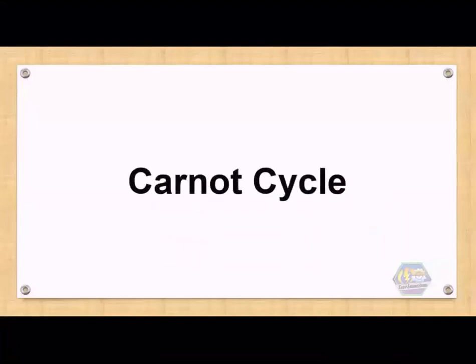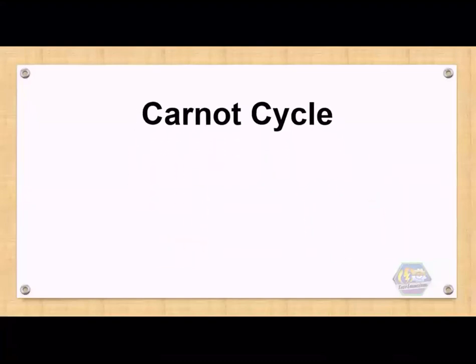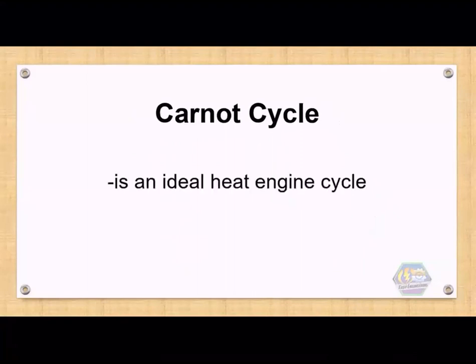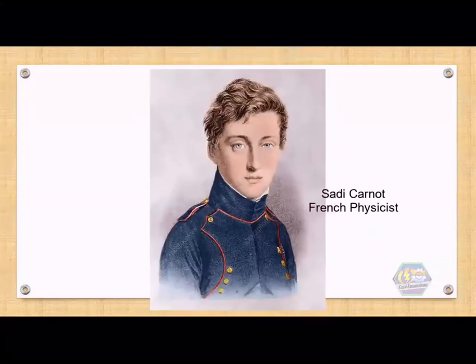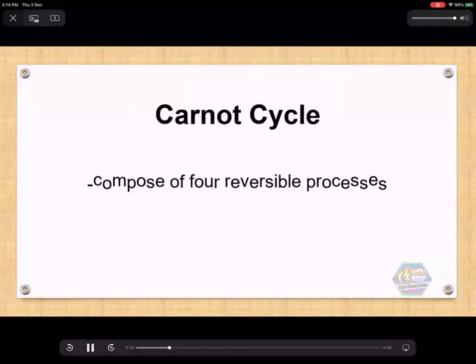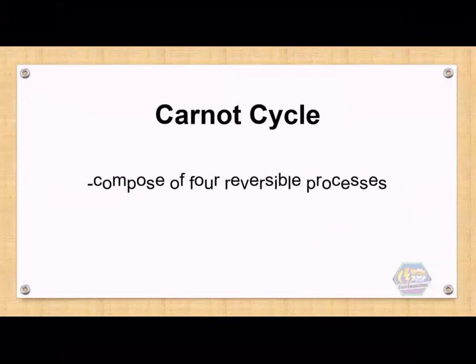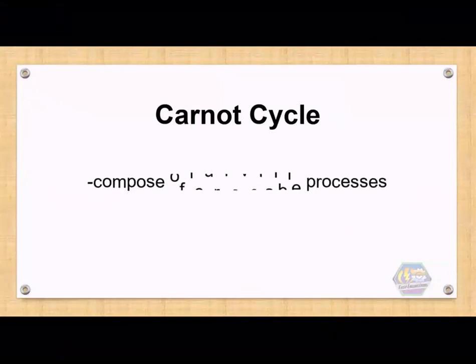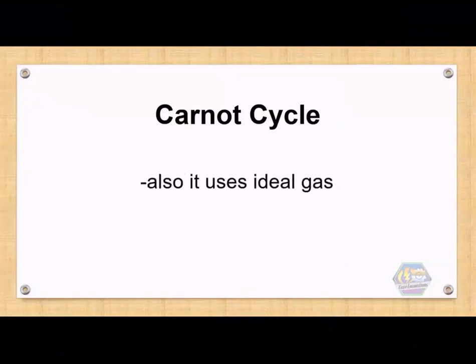Good day, ladies and gentlemen. Today's topic is the famous Carnot cycle. So what are the things that we need to know about this life-changing cycle? So first, well, it is an ideal heat engine cycle by a French physicist, Sadi Carnot. It utilizes heat energy transferring from a heat source to a heat sink. In addition, it is composed of 4 reversible processes. The reversible process means direction can be returned to its original position.